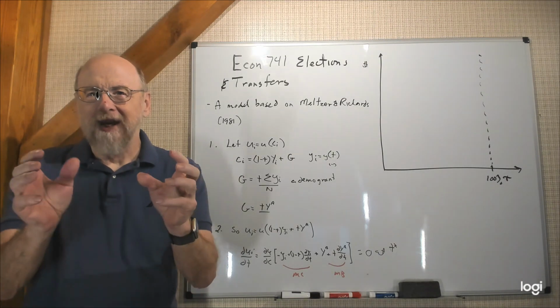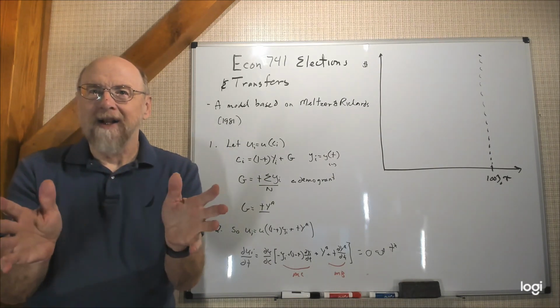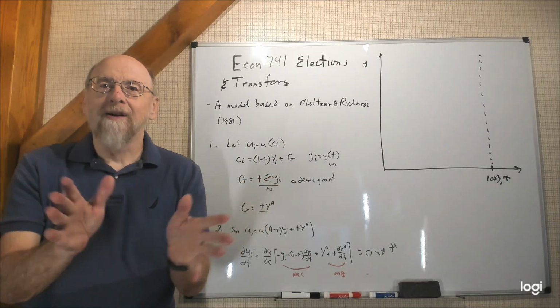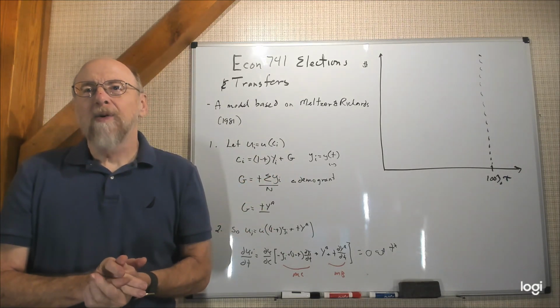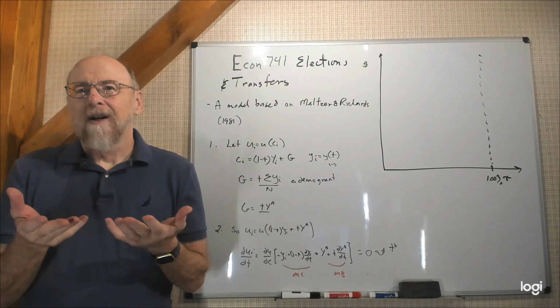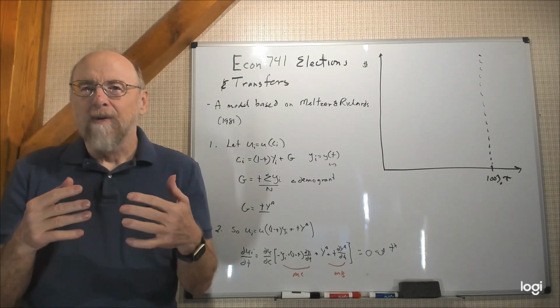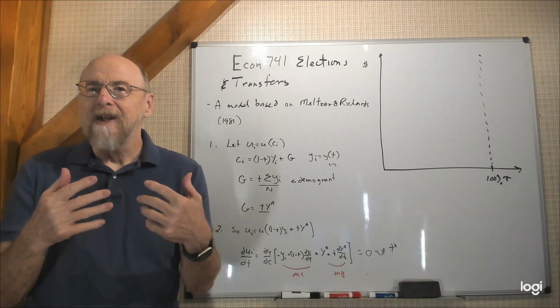Basically, you take from everybody, throw it into a pot, and divide it up equally and hand it back out to everyone. So people who have above average income pay in more than they get back. People with below average income receive more than they put in.